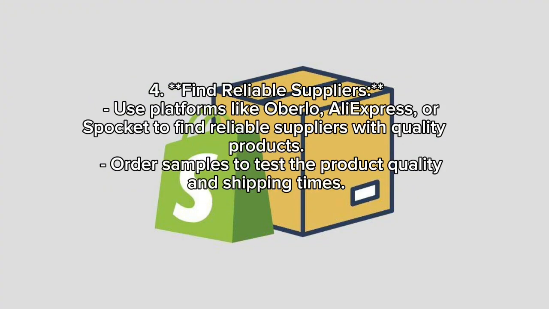Four, find reliable suppliers. Use platforms like Oberlo, AliExpress, or Spocket to find reliable suppliers with quality products. Order samples to test the product quality and shipping times.